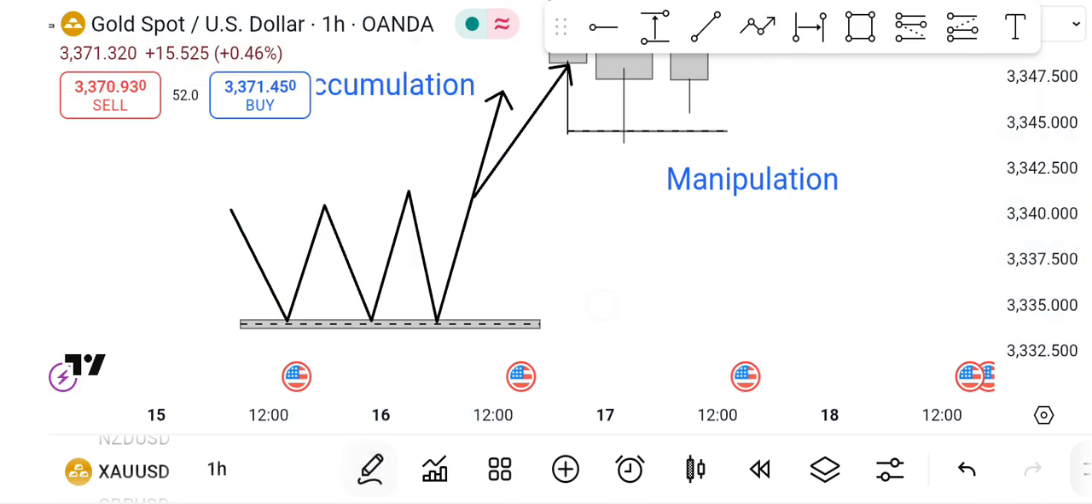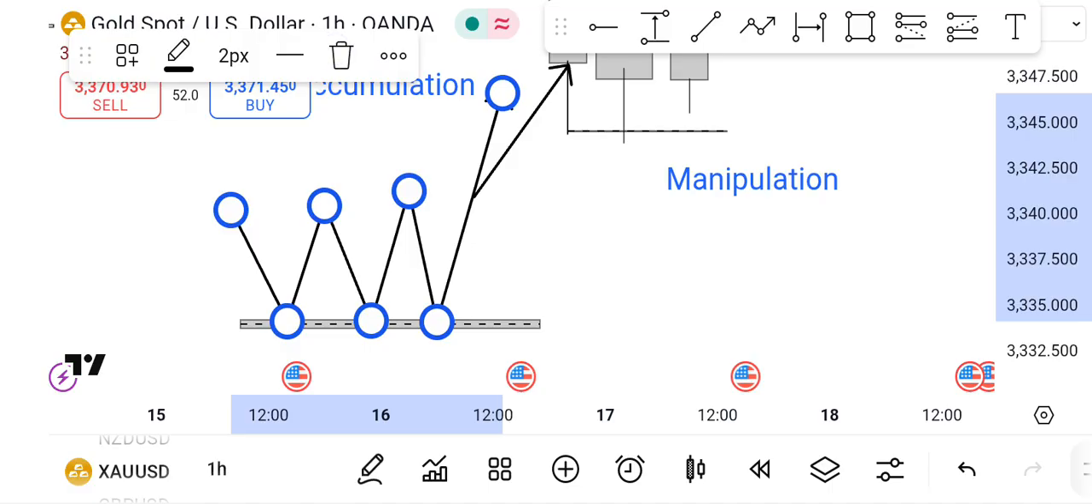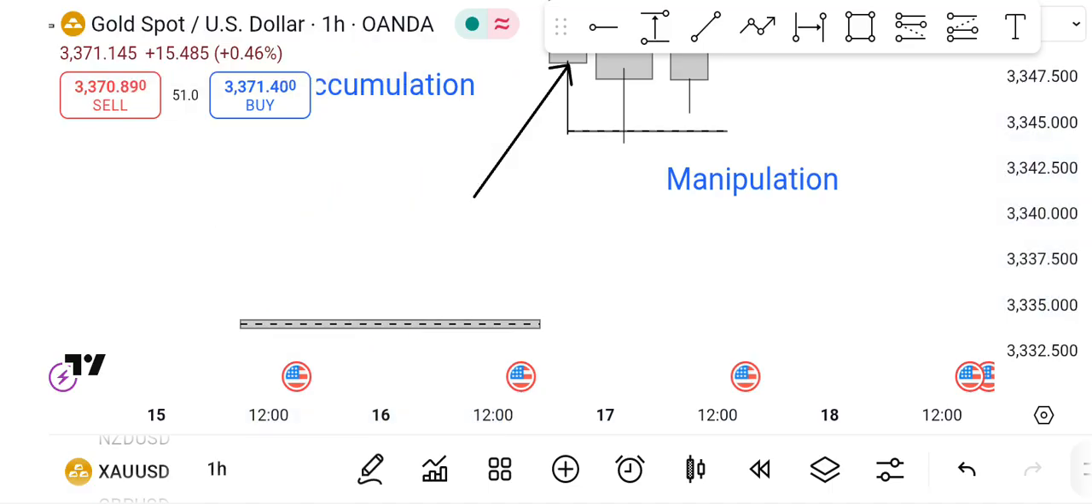At this point, when the market reaches the support level, there is a higher chance to spot a CRT. There is a higher probability to spot a CRT. So the first key level, I've said, is support.